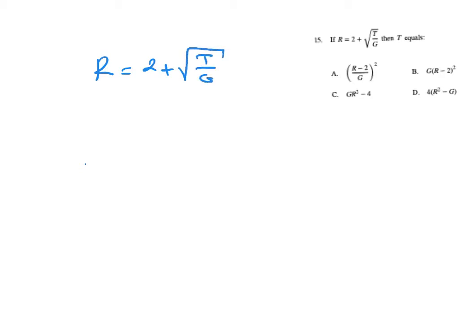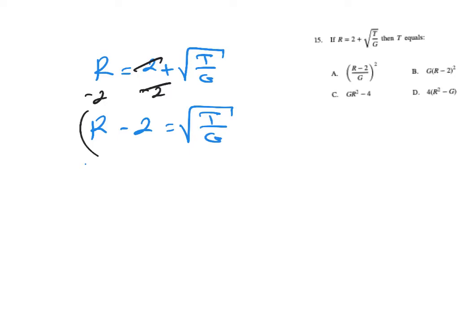Well, I need to solve for T. I need to get rid of 2 first, right? So we're gonna subtract 2 on both sides, and that will be R minus 2 equals square root of T over G. Now, I need to get rid of the square root, so I'm going to square both of them here, right? And that will be R minus 2 squared equals T over G, right?